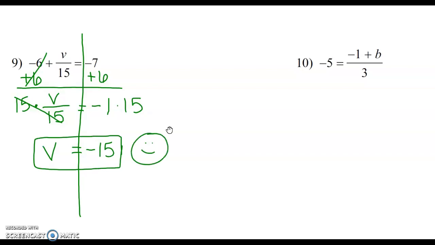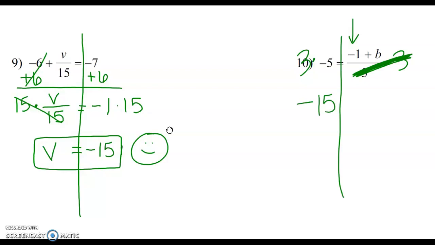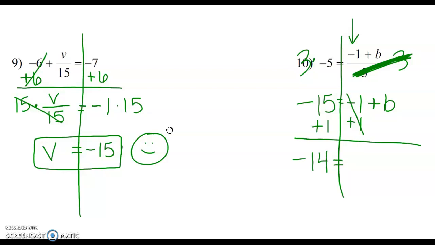Notice the difference on the next one. The next one, this negative 1 is stuck in the fraction. So you cannot start by adding 1 because that negative 1 is stuck in the fraction. So get rid of the fraction by multiplying by 3. To get rid of that, divide by 3. So then 3 times negative 5 is negative 15 equals negative 1 plus b. So then to get b alone, to move that negative 1, we would add 1 on both sides. So negative 15 plus 1 is negative 14 equals b.